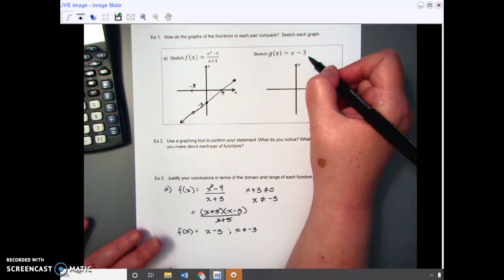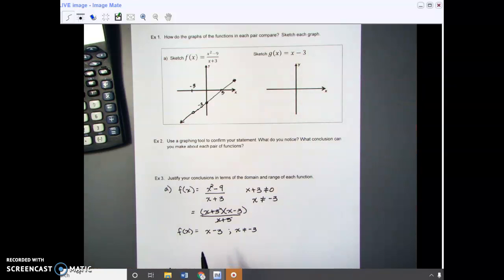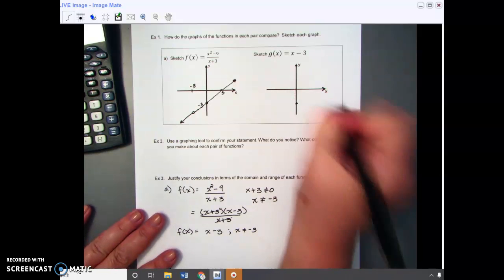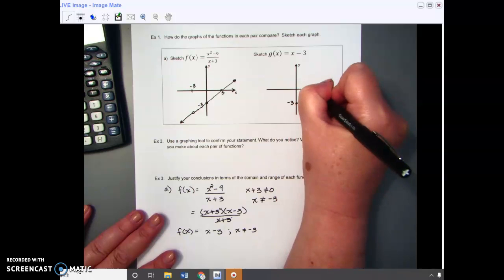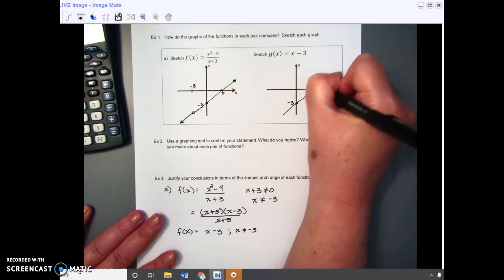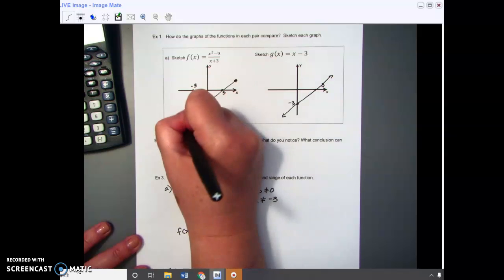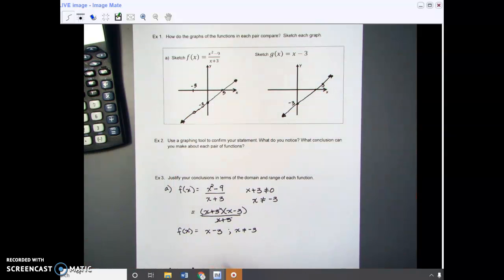Whereas if we look at the graph of the second one, I don't have any restrictions on my domain because I'm not dividing, I don't have a log, and I don't have a radical. So this one would have a y-intercept at negative 3, and then it would have a slope of positive 1. So then we would just have this line right here. It should be straighter than that. All right, so again, we would just hit the window ledge on that one.